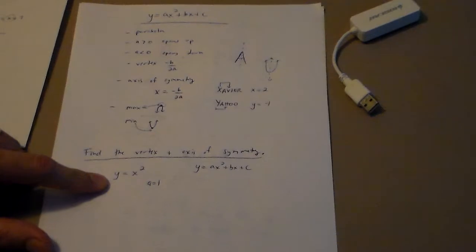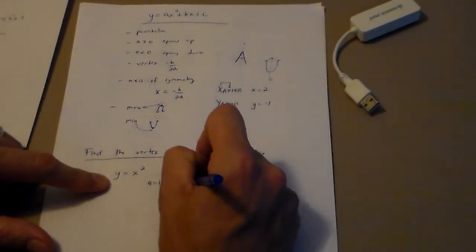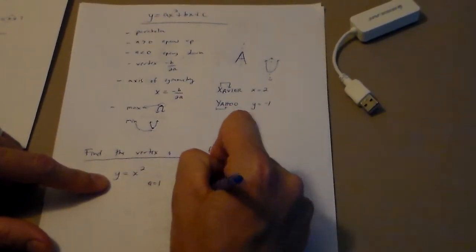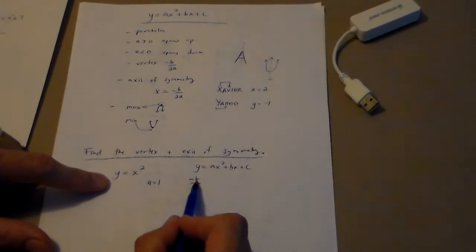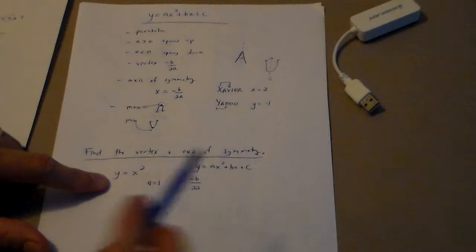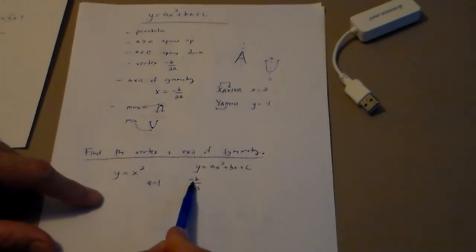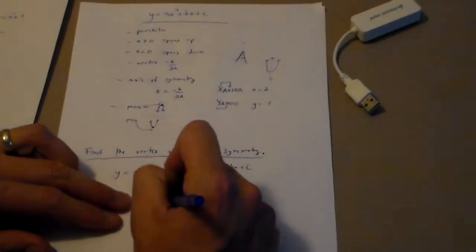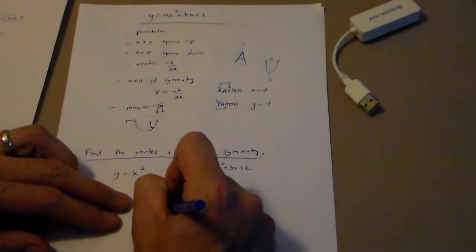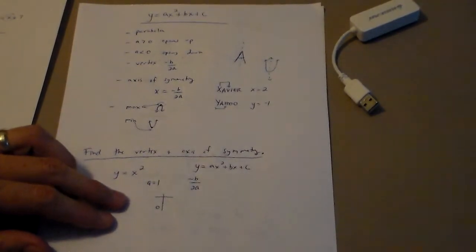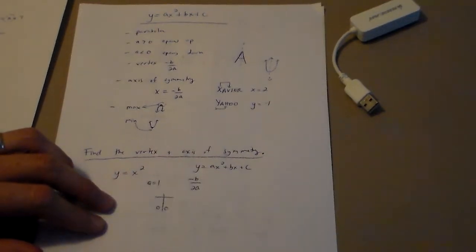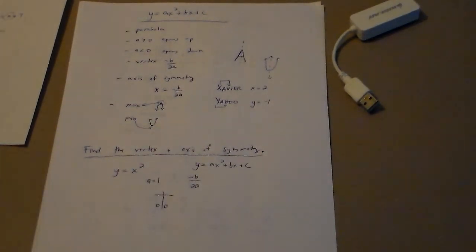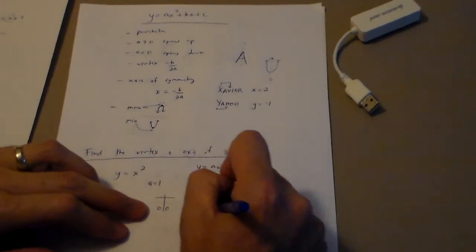Now to find my vertex, I have to go negative b over 2a, negative b over 2 times a. Well, guess what? I don't have a b here, so that means my b is 0. When you have a fraction and your numerator is 0, then the whole thing is 0. So for my vertex, the x-coordinate is 0. I plug it in, and I get 0. So there's my vertex, 0, 0.